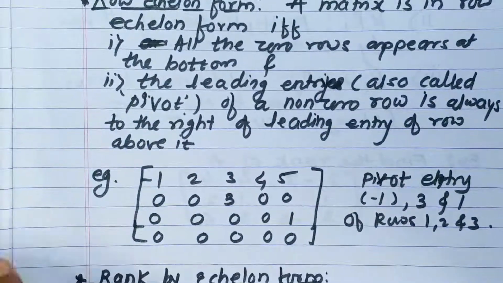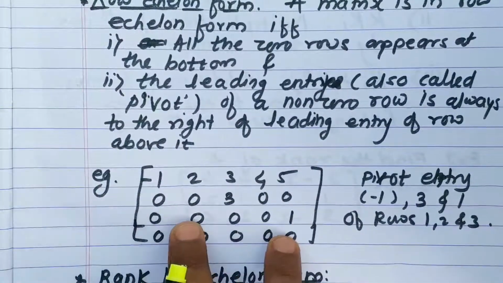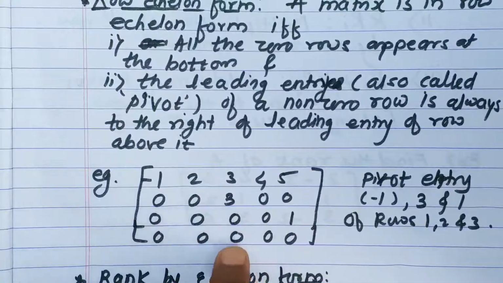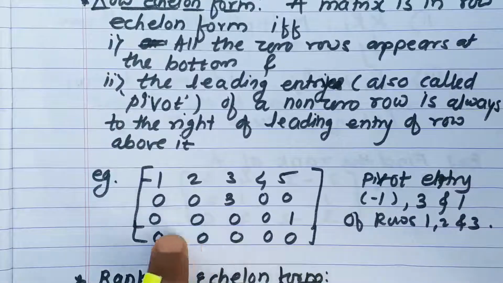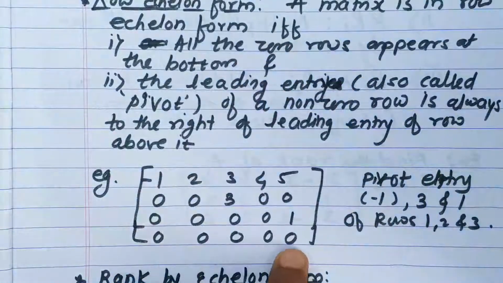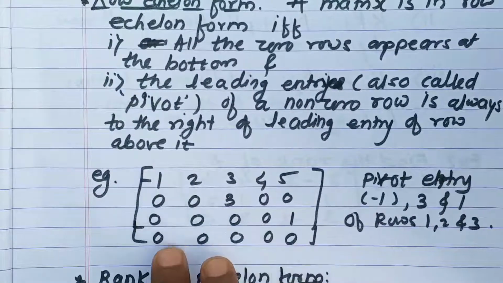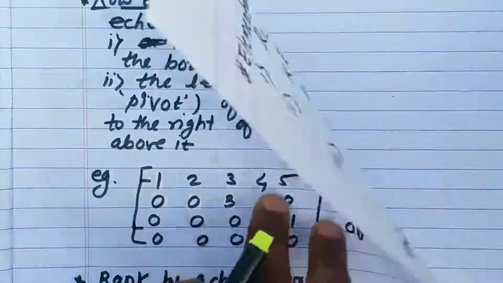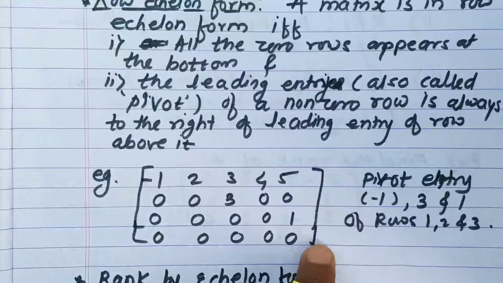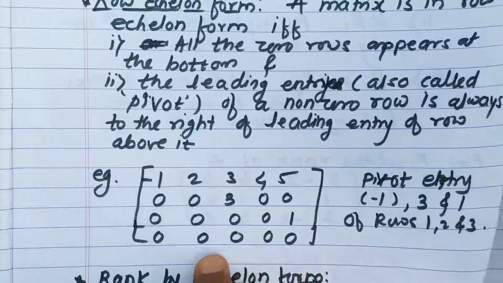I have taken this matrix which is in echelon form. It has one zero row. Zero row means all the entries of that row are zero. Zero rows must appear at the bottom, so here we have written the zero row at the bottom. We cannot have a zero row above non-zero rows, otherwise the matrix won't remain in row echelon form. So all the zero rows of that matrix must appear at the bottom.